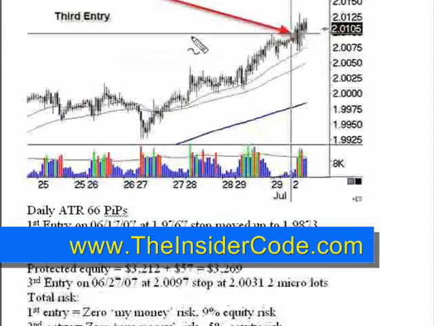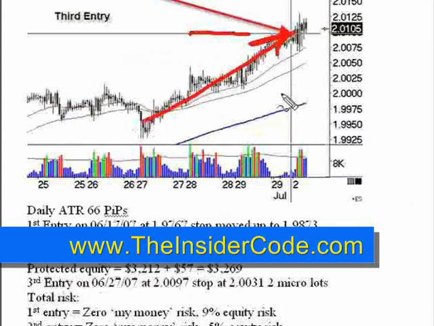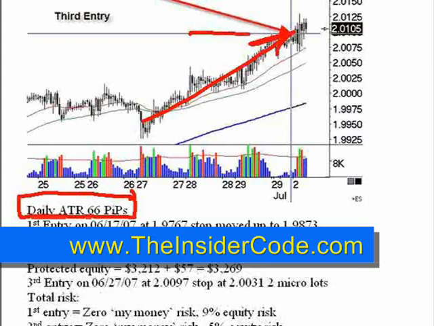The third entry is going to be right here at this blue line. So the market has again moved up, but we've shifted a little bit. So the days are getting a bit smaller. So let's recap here. So the first entry is 6.17.